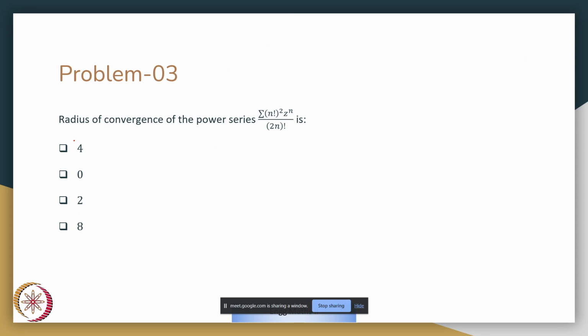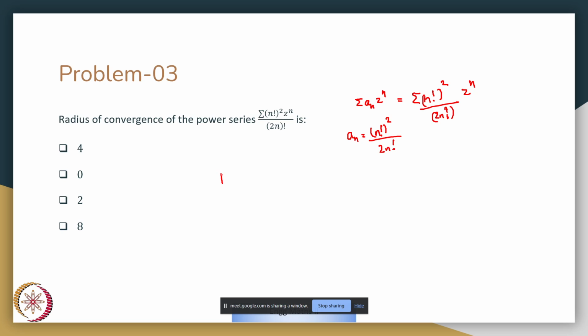Now we move to the third problem. We are asked to calculate the radius of convergence for a power series which is given as follows. In our power series, summation a n z raised to n is nothing but summation (n factorial) square upon 2n factorial into z raised to n. Therefore, my nth coefficient is nothing but (n factorial) square by 2n factorial.